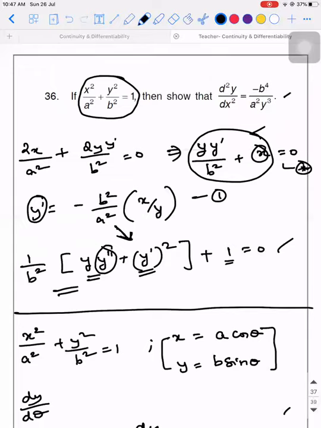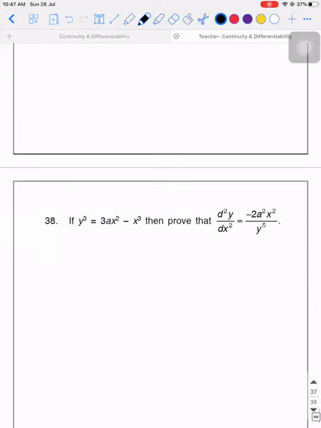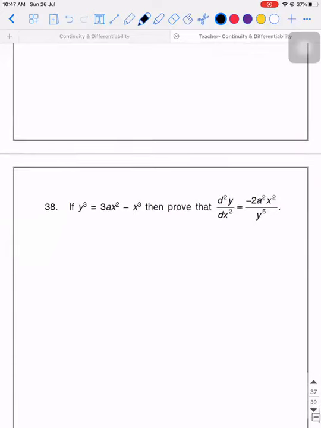Okay? Yeah, 36. 38th also you can directly proceed. 38th, Lakshana, you can try it. If you still get stuck, you can let me know. Faizul, you also.